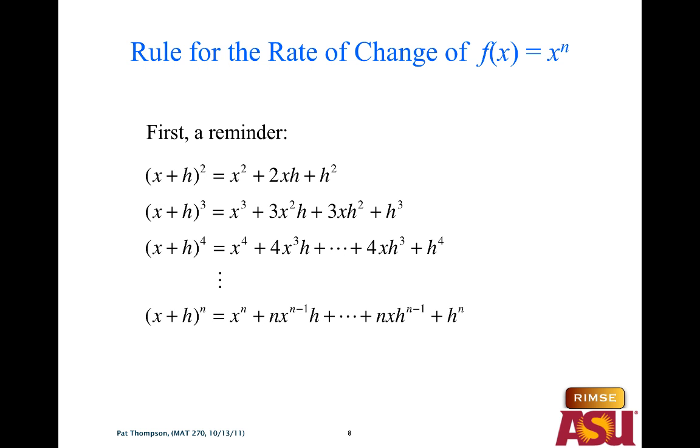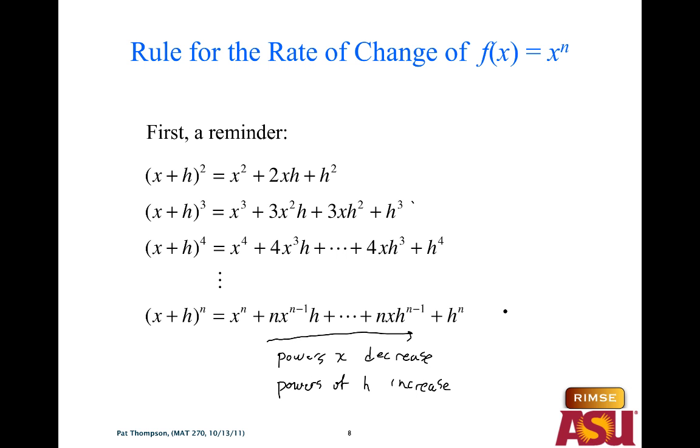Generally, for x to the n, notice they all start with x to whatever your power is, so x to the n, and they all finish with h to the power: here it ends with h squared, ends with h cubed, ends with h to the 4th. So this is going to start with x to the n and end with h to the n. As you go, powers of x decrease by 1 each term, and powers of h increase. This first term has a power of h of 1, and the next one h squared, all the way to h to the n.